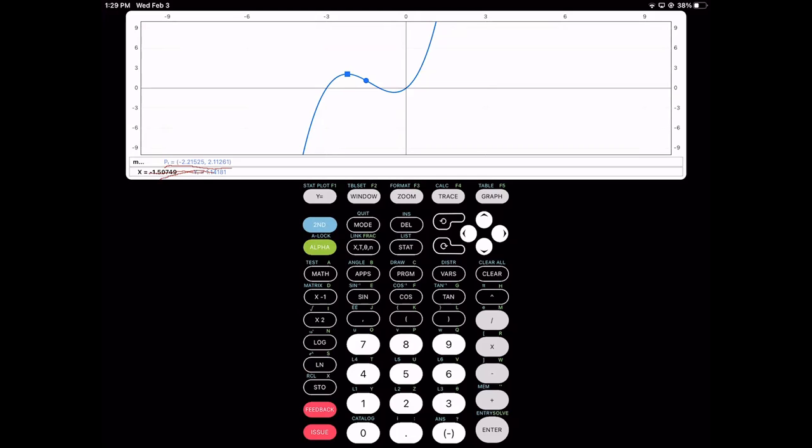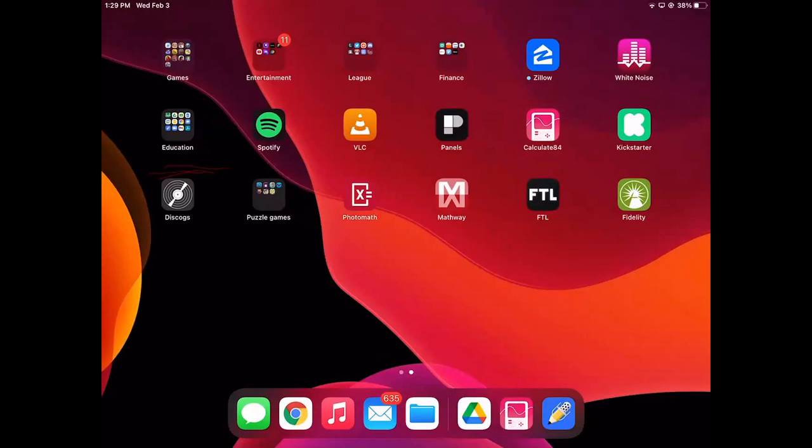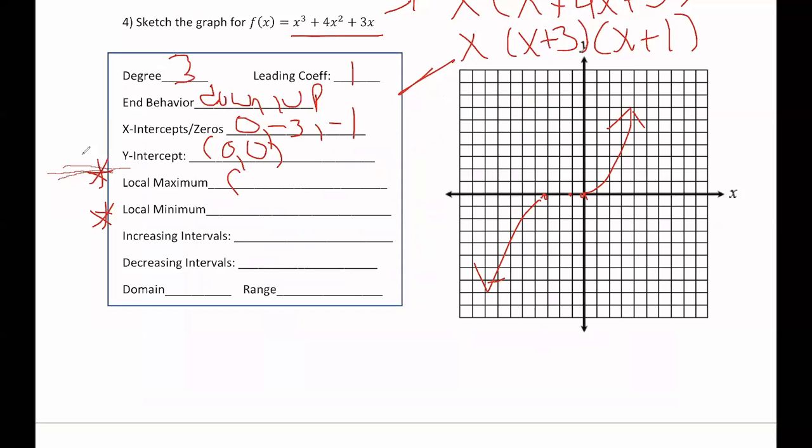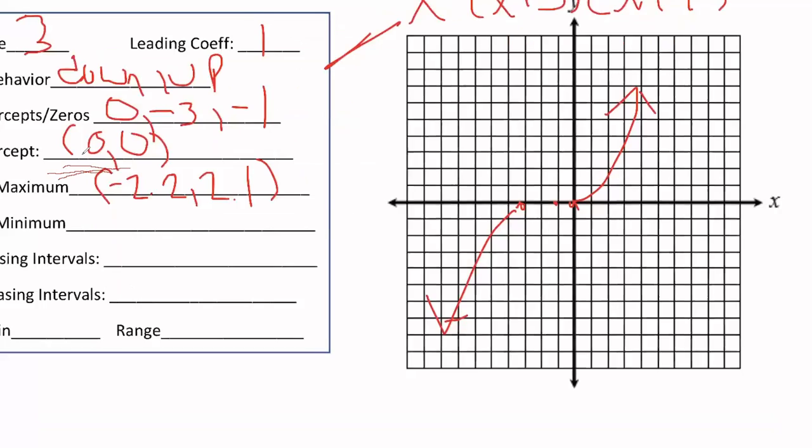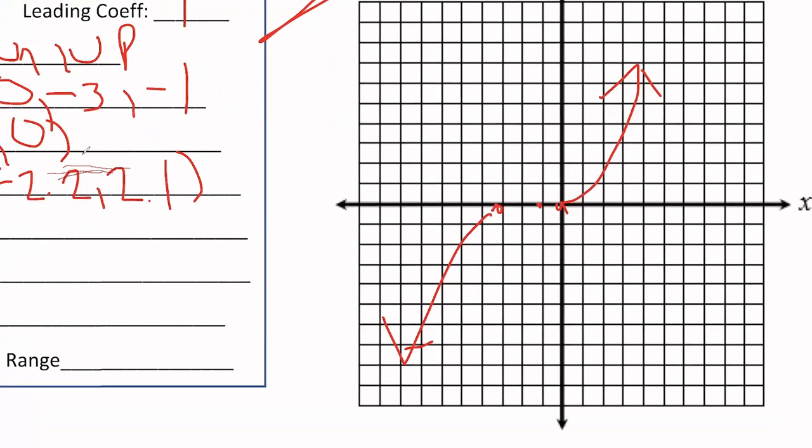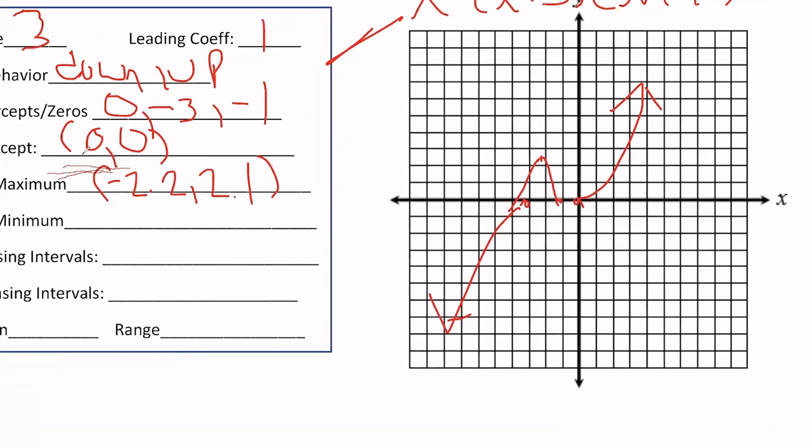So it's about -2.2, 2.1. And I'm going to go ahead and sketch that. So -2.2, 2.1. Maybe it looks kind of like that. So our graph's going to do something like this. It's going to have to come back down to that other point.